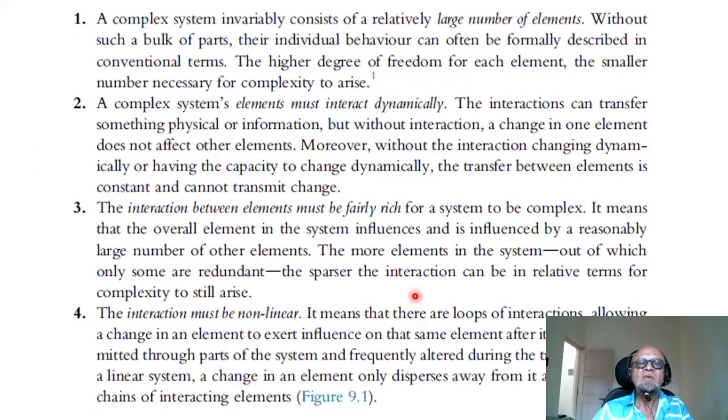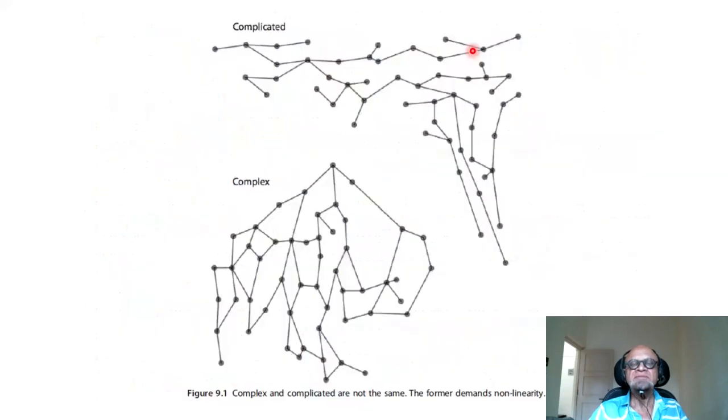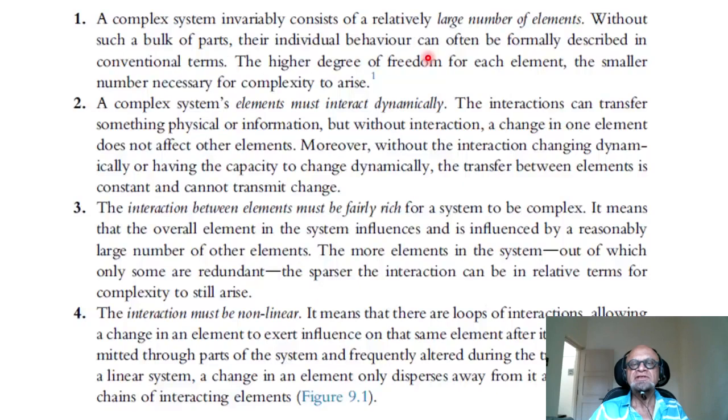Now let's read this. A complex system invariably consists of a relatively large number of elements. Does this make it clear here? Yes, this has larger numbers than this complicated system. Without such a bulk of parts, their individual behavior can often be formally described in conventional terms. The higher the degree of freedom for each element, the smaller the number necessary for complexity to arise.